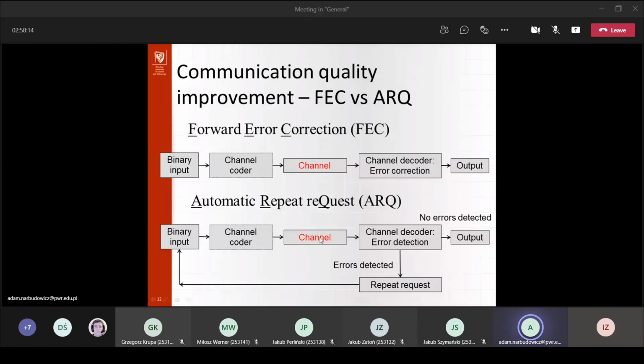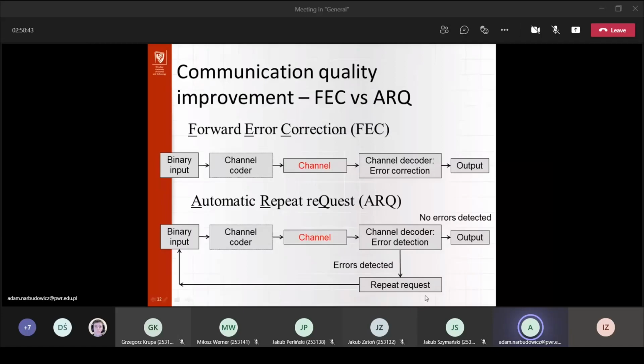Right, and on the other hand, if you don't have error correction, but only some error detection coding, this of course allows you to be much more efficient here, so you don't add that much data. But then of course there is the repeat request protocol. So basically at the channel decoder, there is error detection, and there is the repeat request sent back to the source.